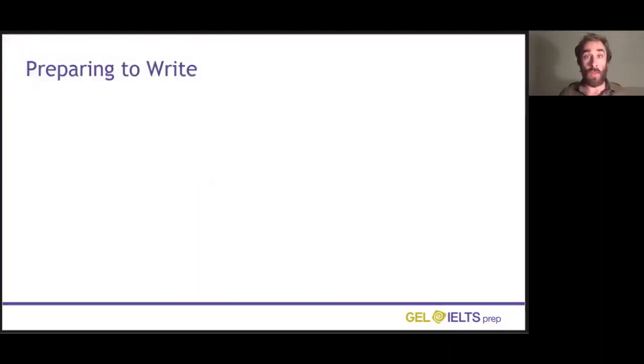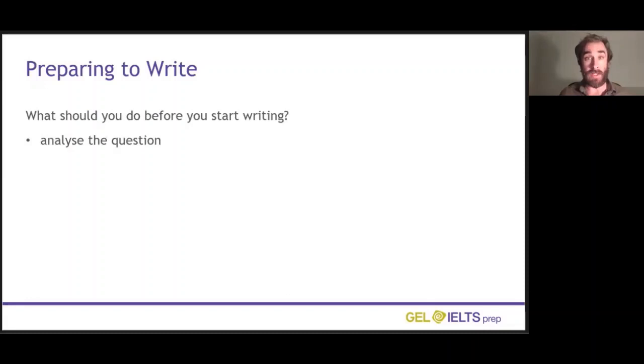Firstly, what do we do when we're faced with a task 2 question? Before you start writing, you need to analyze the question. It's very important that you understand what the question is asking you, what the topic is, and what type of essay you need to write in response to the question. You need to use your planning time, so that's at least 5 minutes, to brainstorm some ideas. These ideas are going to make up your body paragraphs.